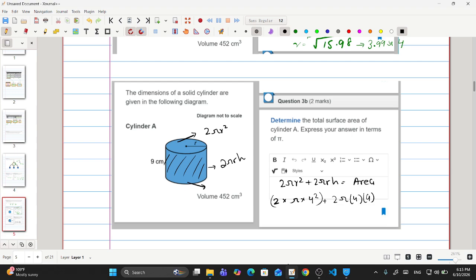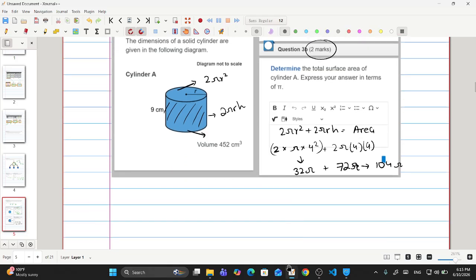2 multiplied by pi multiplied by, wait, what do we have? 4 square plus 2 pi into 4 into 9. Am I getting it right? Wait a second, just have to be really careful with all of this. Yeah. So this part of the area becomes 32 pi. And this part becomes 9 times 4 is 36, 36 times 2 is 72, 72 pi. So 32 pi plus 72 pi becomes 104 pi. So this is going to give you all 2 marks. Hope you all understood this part as well.